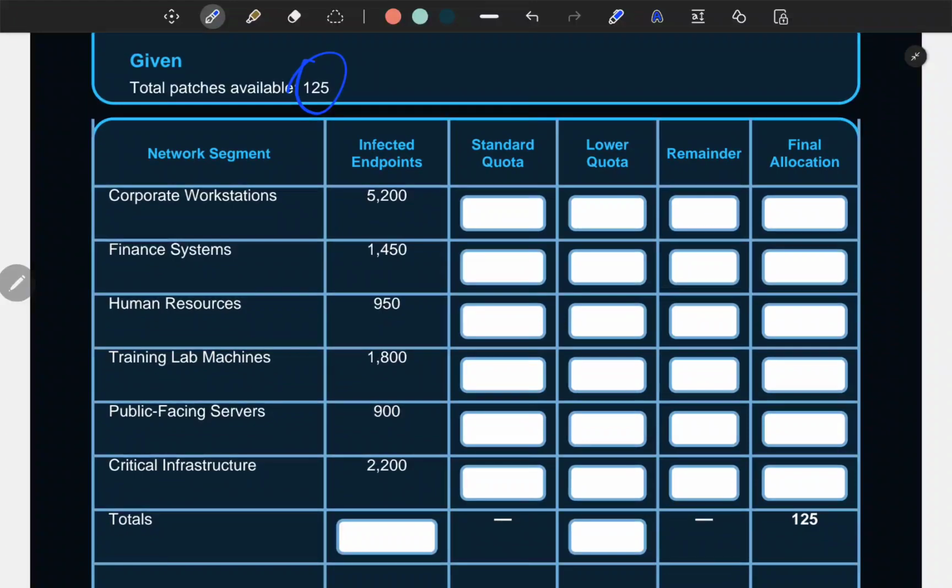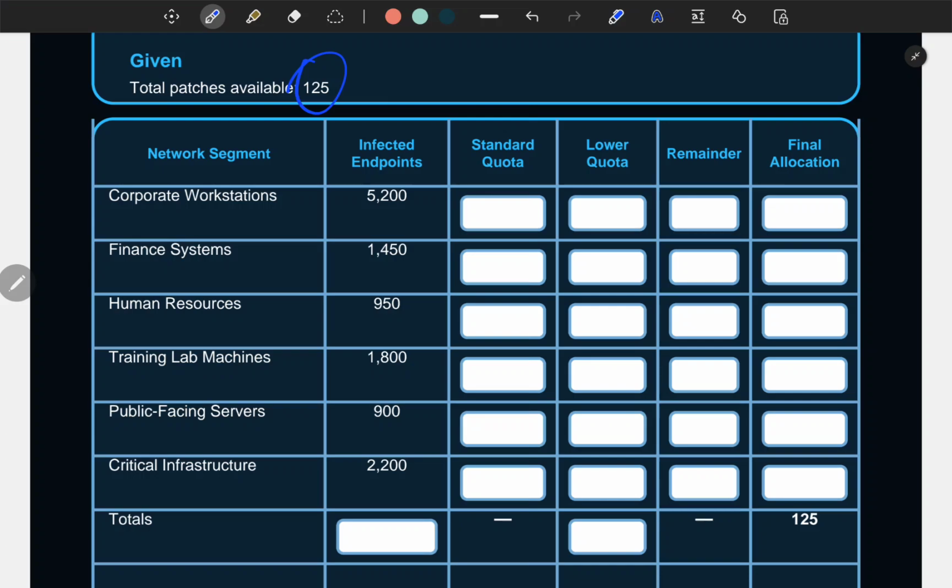If you see, we have corporate workstations, over 5,000 infected endpoints. We have over 1,400 infected endpoints in the finance systems. Human resources has a bunch of infections. The training lab machines, public-facing servers, and critical infrastructure all have a decent amount of infected endpoints. So there's no way that we're going to be able to patch them all with 125 available patches. So to do this fairly, we're going to have to use Hamilton's apportionment method, right?